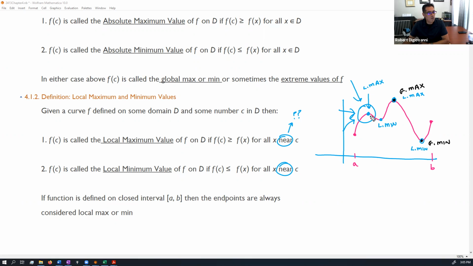Understand the difference between a local maximum and a global maximum. Local minimum, global minimum. No questions? Okay, we move on.